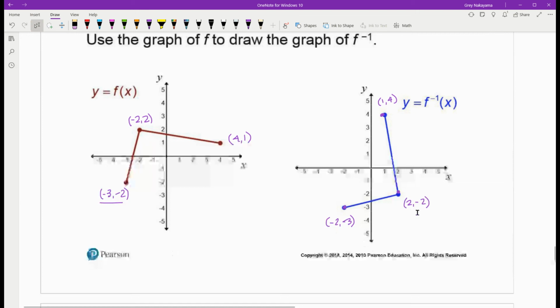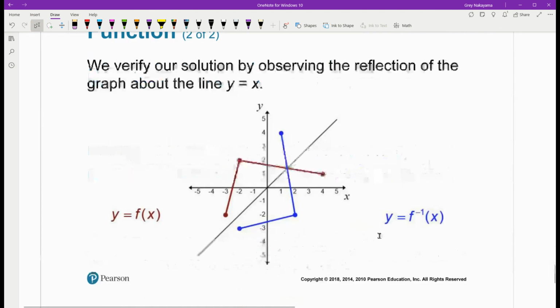Okay? Now, the key, as I said, how do you know if you've got it correct? If you graph them on the same set of axes, then you will see that they are a reflection around the line y equals x. And that's all you got.